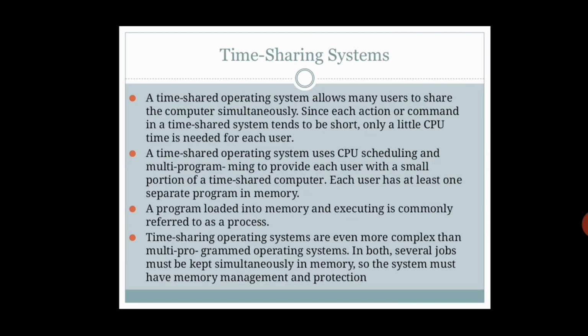In the next point, a time shared operating system uses CPU scheduling and multi-programming to provide each user with a small portion of the time shared computer. Ultimately what they are doing is scheduling the CPU ticks. Each and every user will be given his or her own slot so that they can run their own application on that platform, isn't it? That is the meaning. If you want to visualize, in the center there will be a CPU, and around that CPU there will be so many users trying to access that particular CPU for their work or for their application to run. You can visualize it in that fashion.